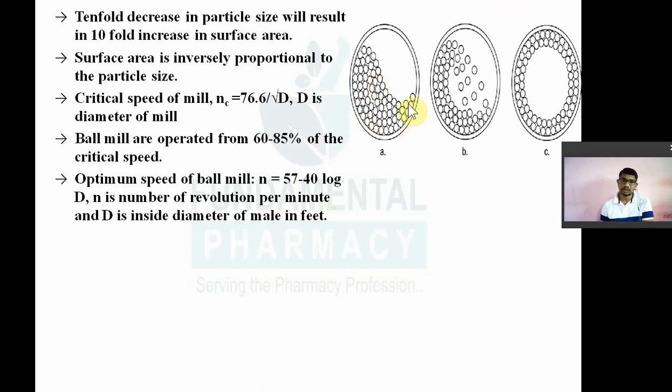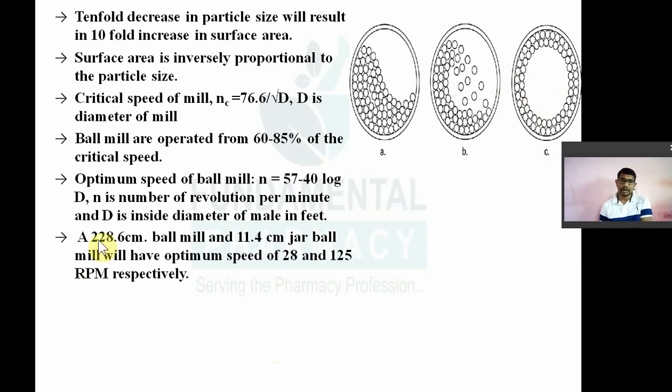The balls will slide on one another if you keep a ball mill at low speed. If you keep a ball mill at an optimum speed, then the balls will go to a certain height, then they will fall on the material. So attrition will be there and impact will be there. If you increase the speed of ball mill, then the balls will revolve eccentrically and there will be no size reduction.